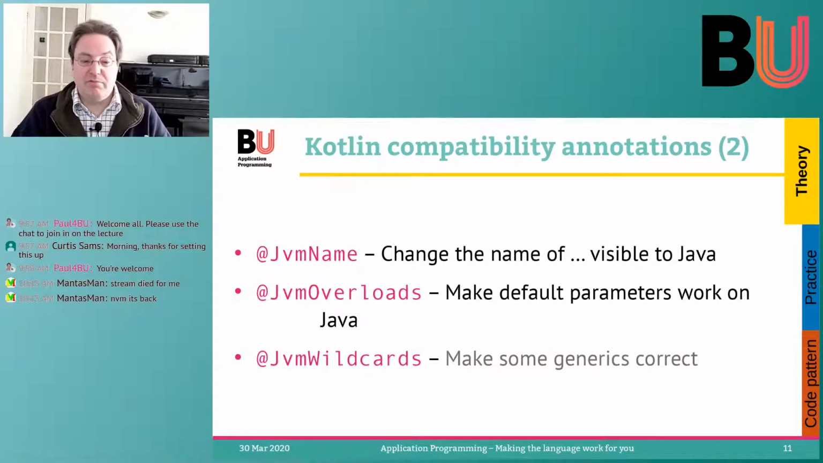So there's more, and if you want a lot of detail, go look at the documentation I provided in the title slide here. The JVM wildcards, there are some cases where generics are not generated in a way that works from Java. The @JvmWildcard helps you to fix that, basically, and gives Java a little bit more leeway.